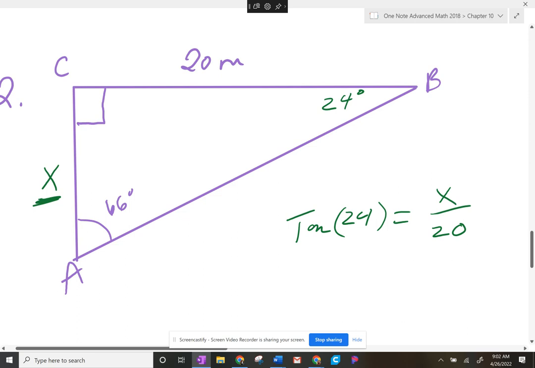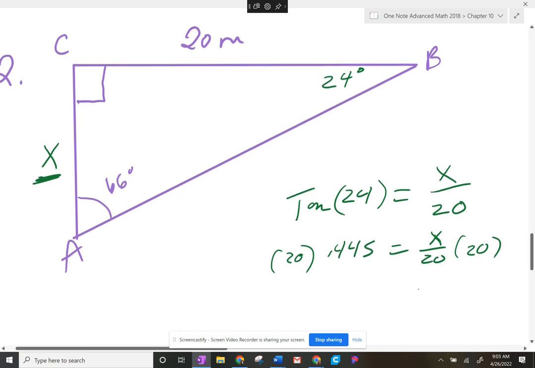Again, tangent of the angle is going to equal opposite over adjacent: x over 20. I'm going to show you that you can use either way, and that's going to give you the same answer. Tangent of 24, if I write the decimals out, is 0.445 equals x over 20. Now I want to get the x all by itself, so I'm going to multiply both sides by 20. So I get 0.445 times 20. It should be x equals 8.9. That means this length right here is going to be 8.9.